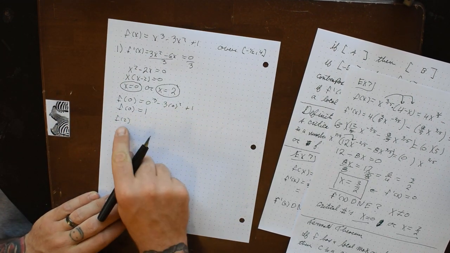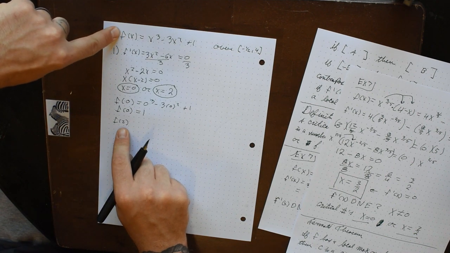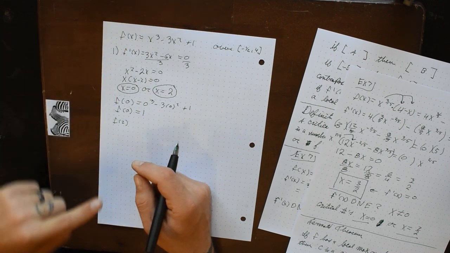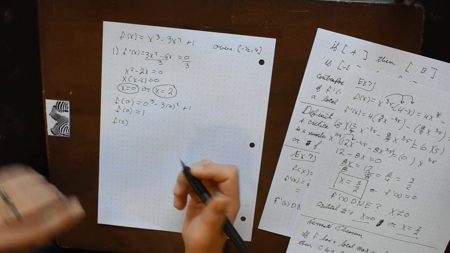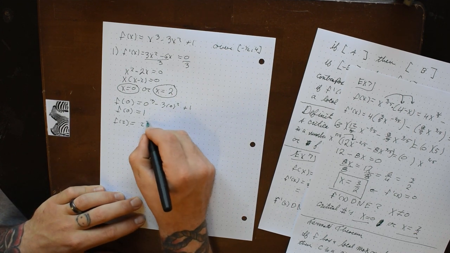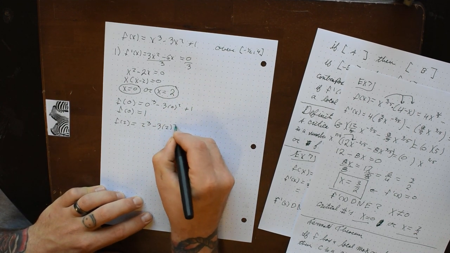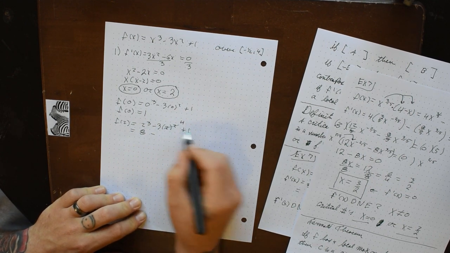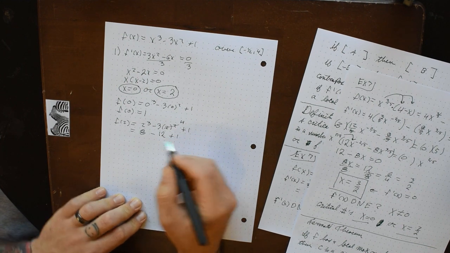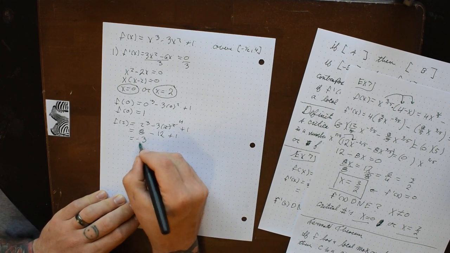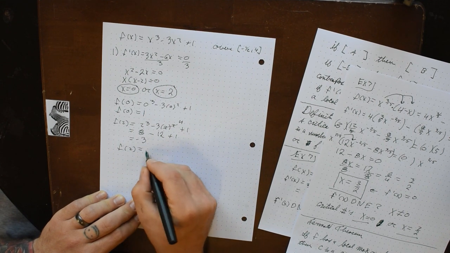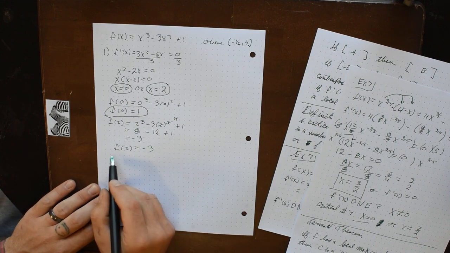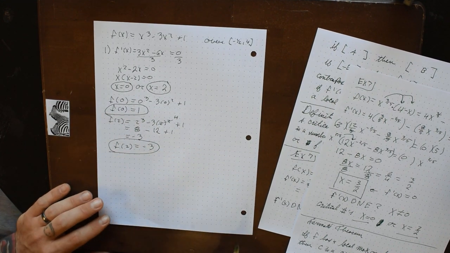f of 2, because once again we're trying to find the y value on this function that goes with this x value. We get our x values from the derivative, but we get our y values from the original function. f of 2 is equal to 2 cubed minus 3 times 2 squared plus 1, which is 8 minus 4, 3 times 4 is 12, plus 1, negative 4 plus 1 is negative 3. f of 2 is equal to negative 3. So we have this value we want to consider, and that value we want to consider.